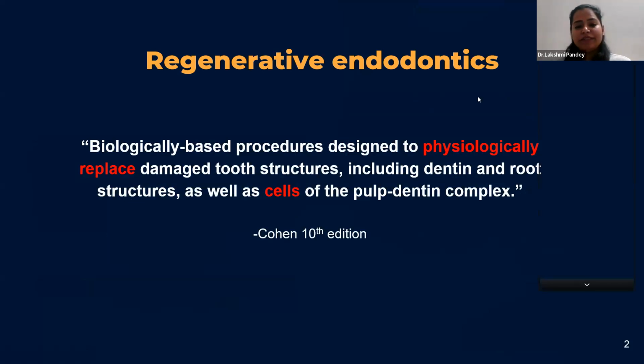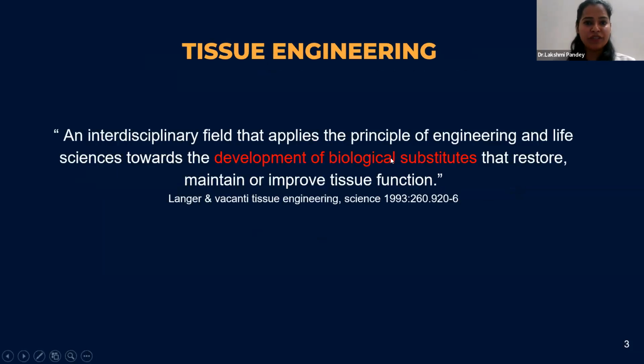The definition from Cohen is: biologically based procedures designed to physiologically replace damaged tooth structure, including dentine and root structures, as well as cells of the pulp dentine complex. So this is the definition. Another definition which you should know is tissue engineering, an interdisciplinary field that applies the principles of engineering and life sciences towards the development of biological substitutes that restore, maintain, or improve the tissue function.